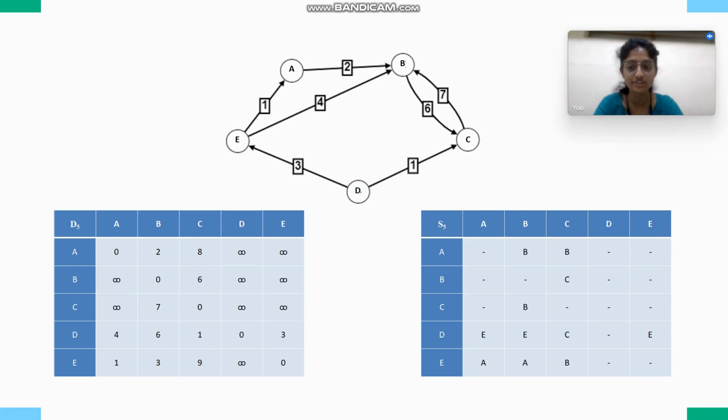So this is about Floyd Warshall algorithm. This distance matrix is a result of the algorithm, whereas the successor matrix is a small extension of the algorithm. So this is how we find the shortest path from any pair, from any vertex to any other vertex in a given weighted network.